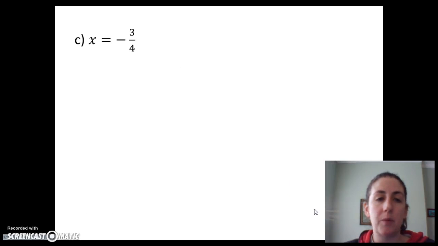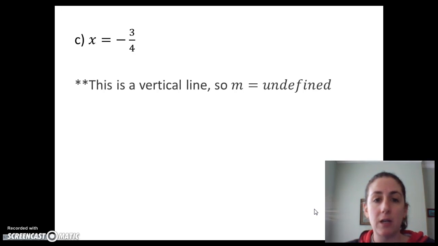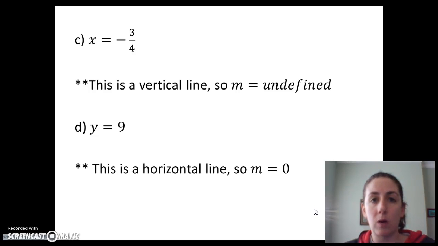Let's look at another example, x equals negative 3/4. Notice this is x equals a number, there's no y, and if you recall from a couple minutes ago, we said x equals a number forms a vertical line, and vertical lines have undefined slope. The last example here, y equals 9. There's no x in this equation, it's just y equals a number, and as we said a little bit ago, that means that this is a horizontal line, and so the slope is 0.